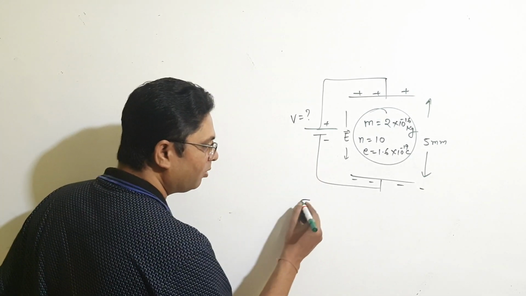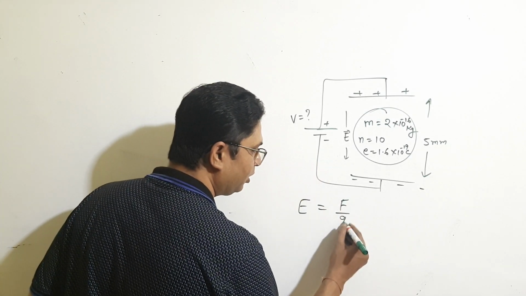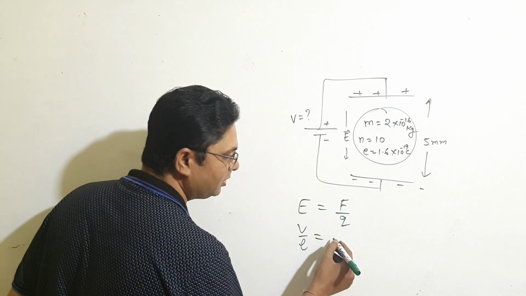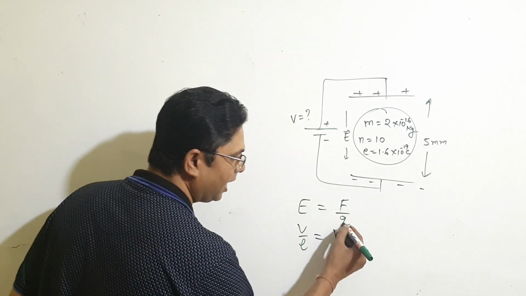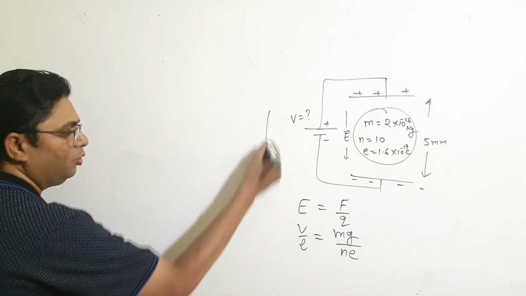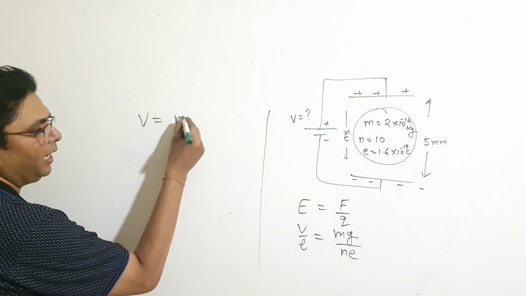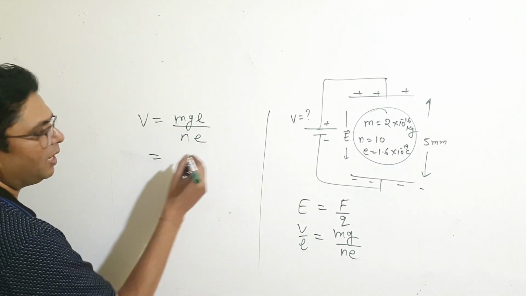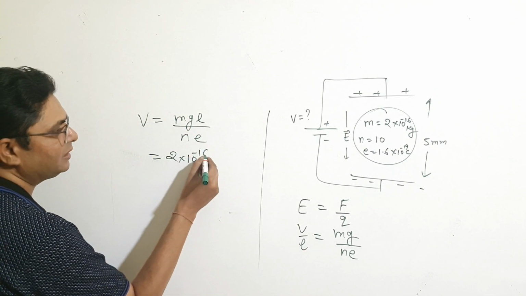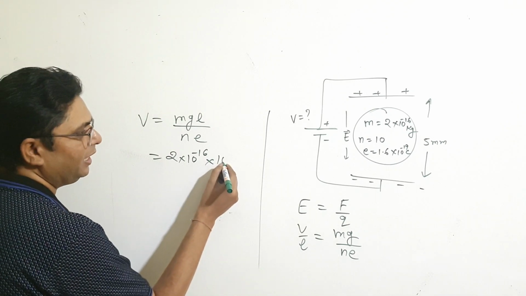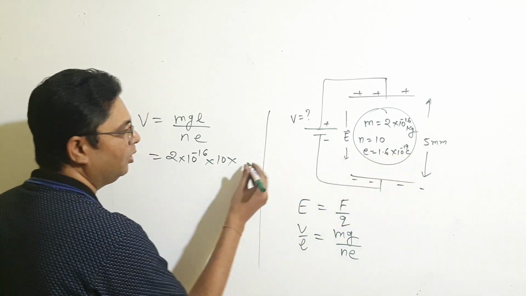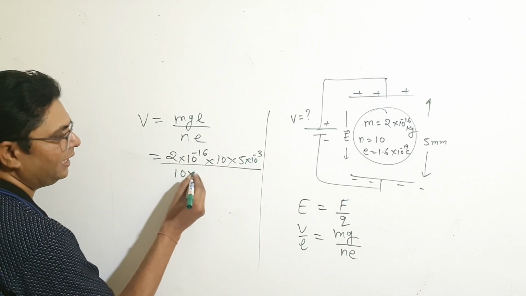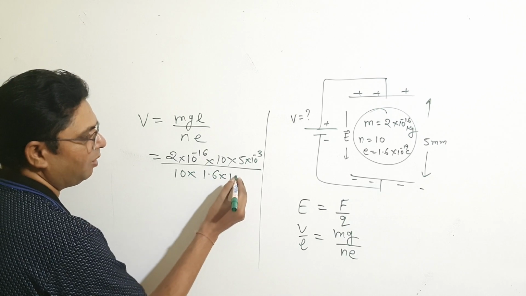For this you know the formula E equals F upon q. Here E equals V upon L and here F equals m into g and charge q equals Ne. So you have V equals mgL upon Ne. Put the values. The value of mass is 2 into 10^-16, value of g is 10 and value of L is 5 mm, so it is 5 × 10^-3. Value of N is 10 and value of e is 1.6 × 10^-19.